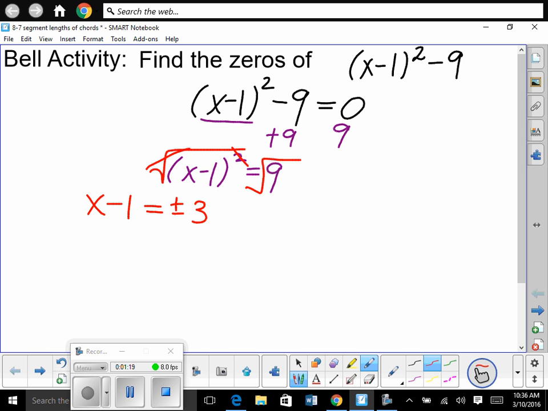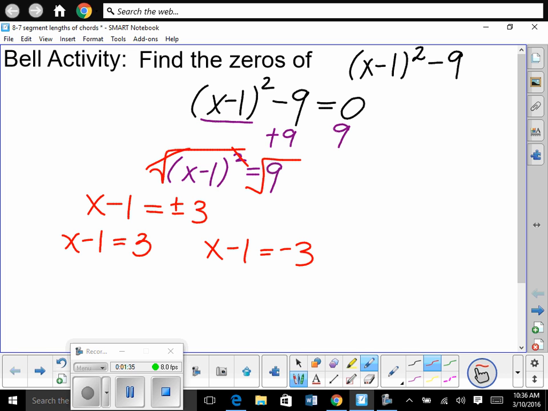Because remember, what this really means is what squared is 9? 3. What else squared is 9? Negative 3. Are we all good? Yes. So then we split this up. X minus 1 is equal to positive 3. X minus 1 is equal to negative 3. Are we all good?